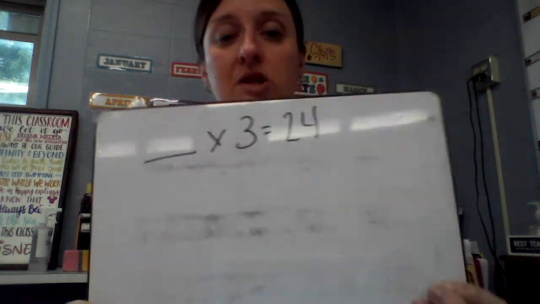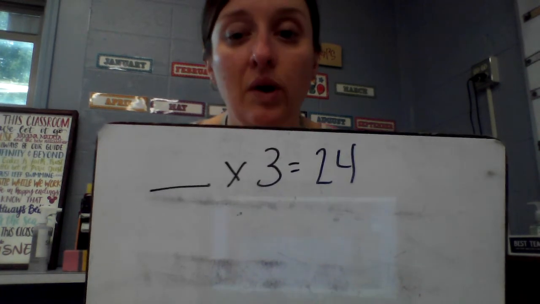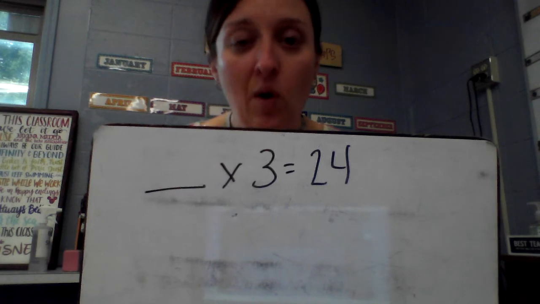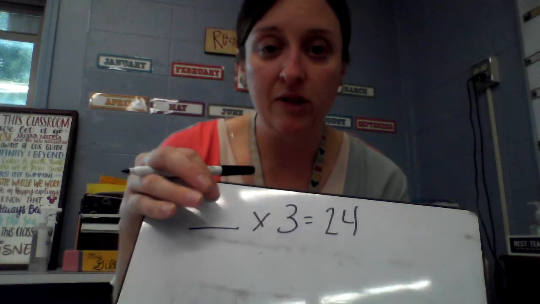What if I had this multiplication sentence right here? Blank times 3 equals 24. We are missing one of our factors. We're missing our very first factor right here.